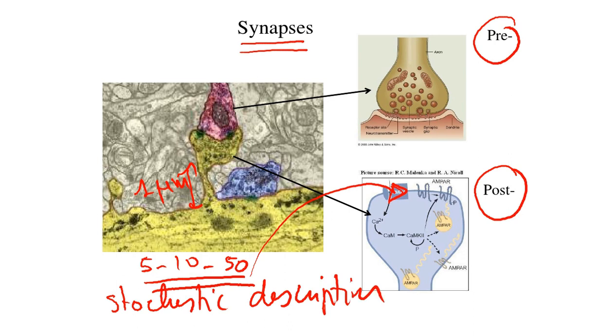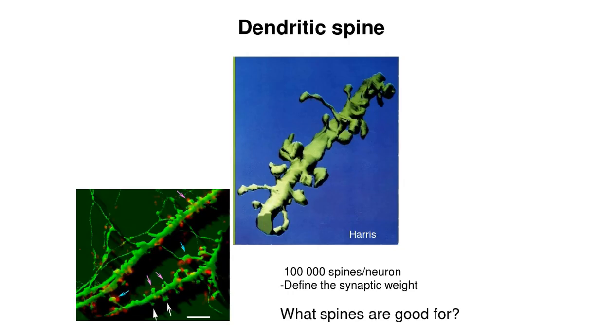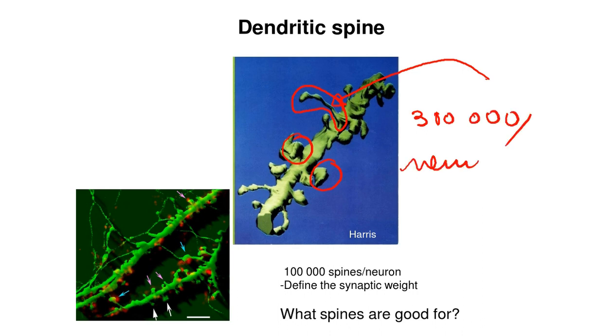So let's now continue with the dendritic spine. You see that they have a particular type of shape, from filopodia to more mushroom-type spines, and you can have up to 300 thousand spines in a single neuron. So what are they good for? This is still a mystery.